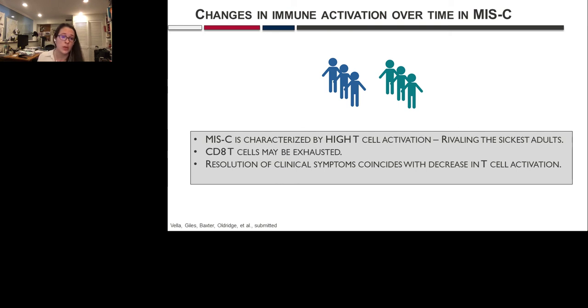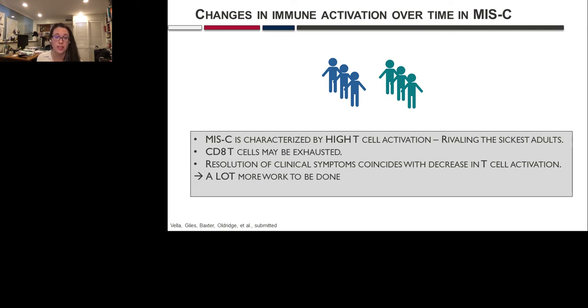And I've also shown you that while there's a resolution of clinical symptoms, this does coincide with the decrease in T cell activation. And of course, that leaves a lot of questions about what the pathology of this disease is, and whether this is just coincidental or if this disease is actually mediated in part by this high degree of T cell activation. And I'll just point out, of course, so much more work to be done here with this MIS-C syndrome.